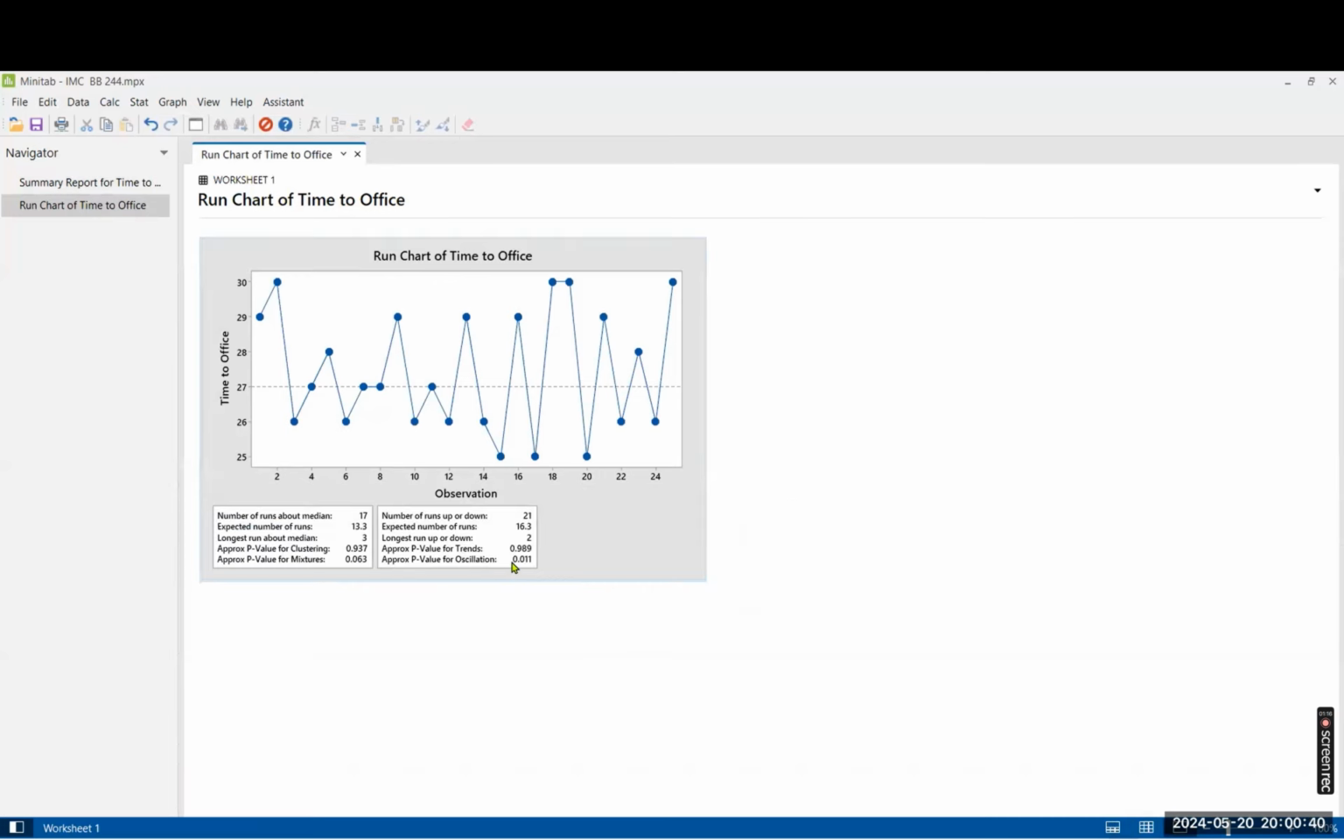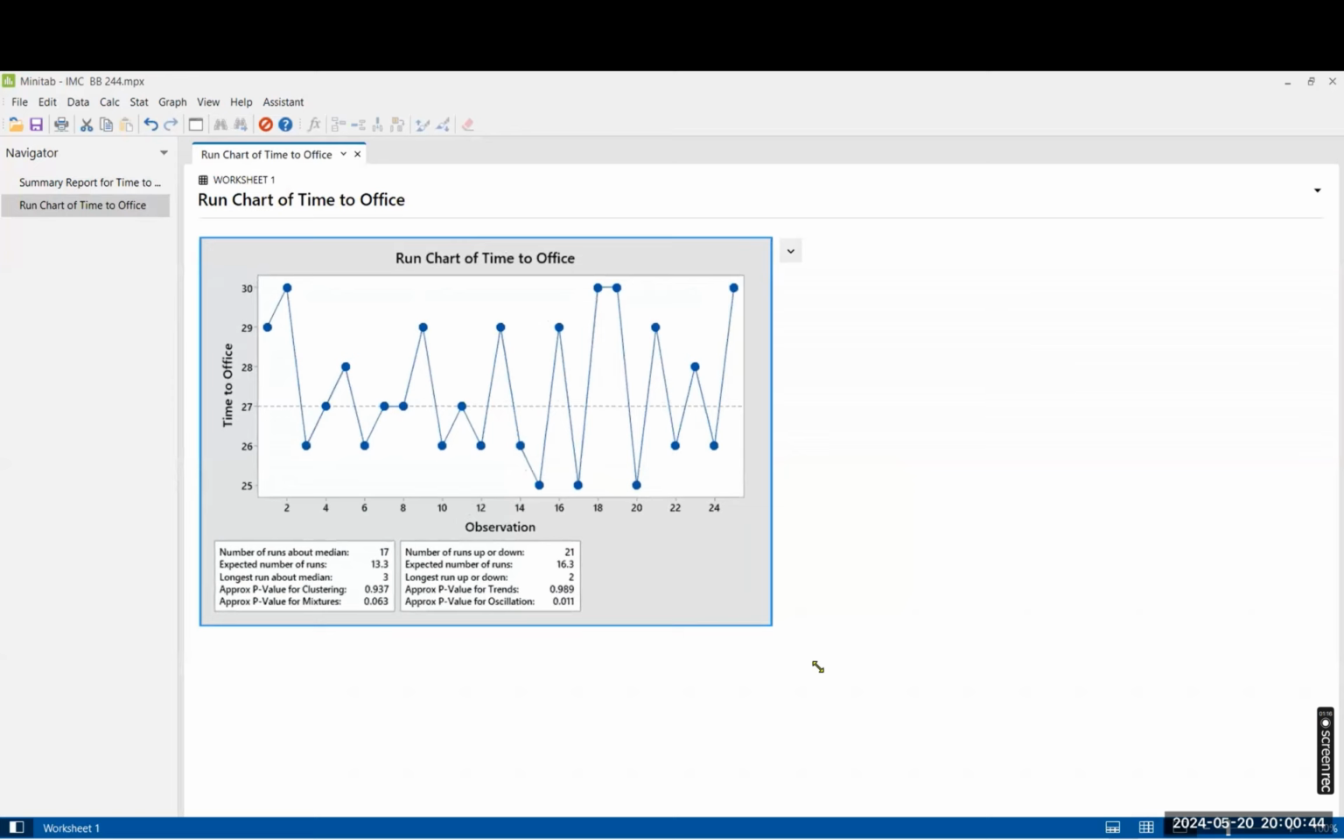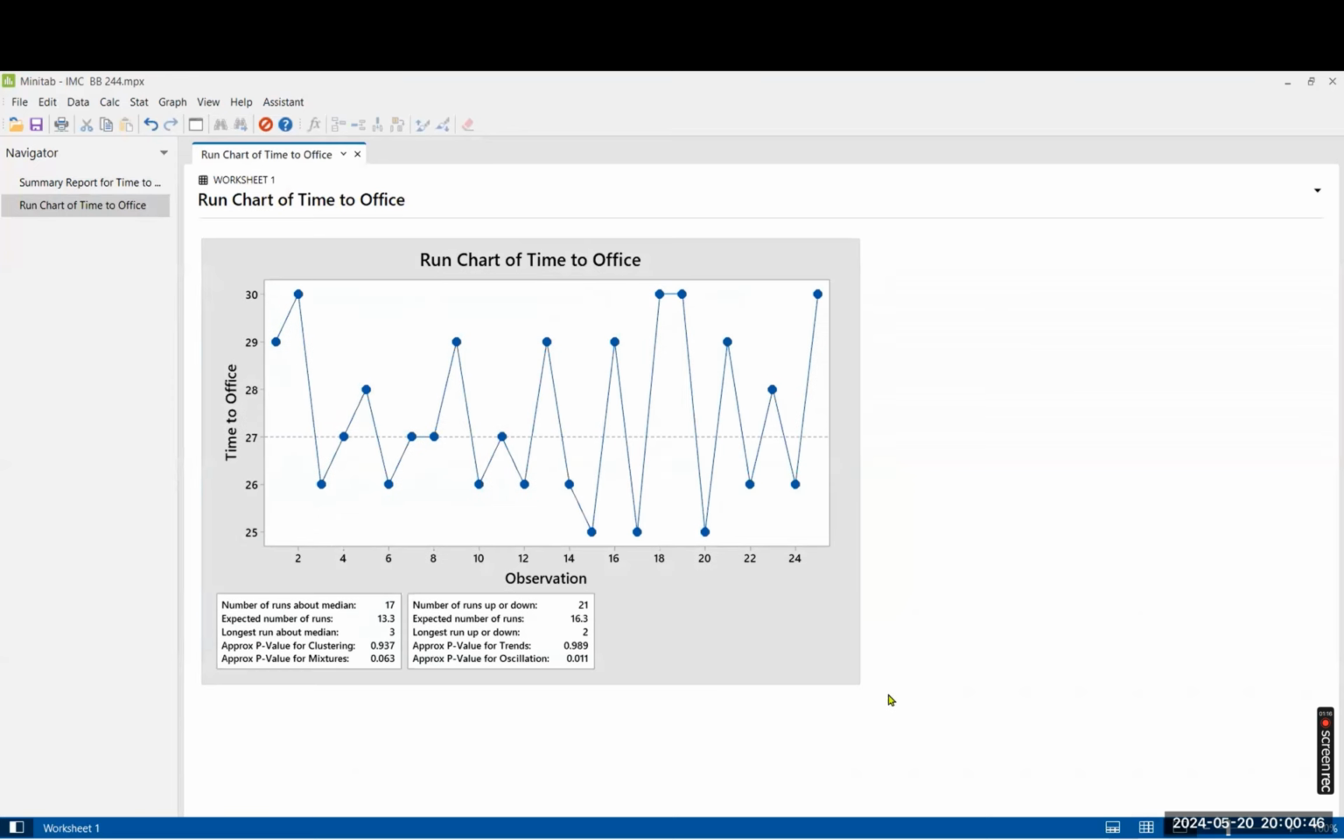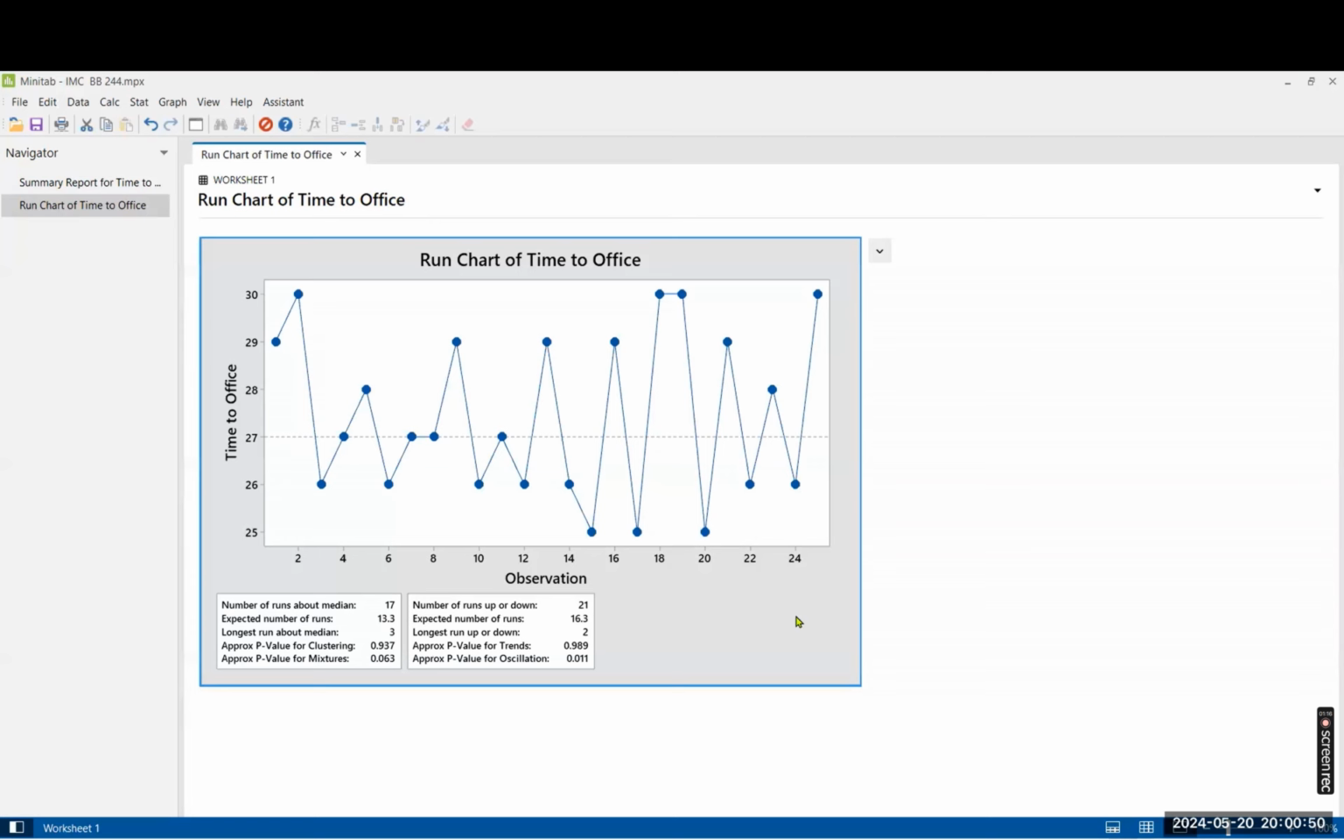And now you will see in the bottom, these are the 4 properties given: mixture, oscillation, cluster, and trend. Do you see this data is random? Yes or no?